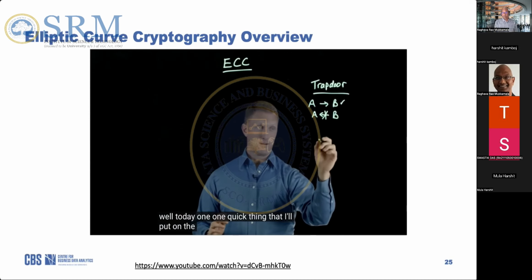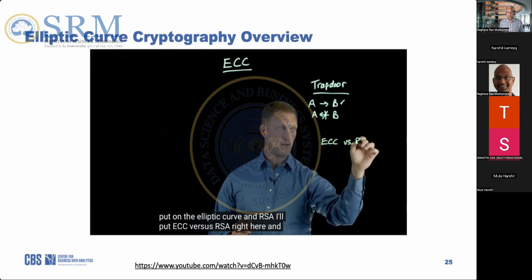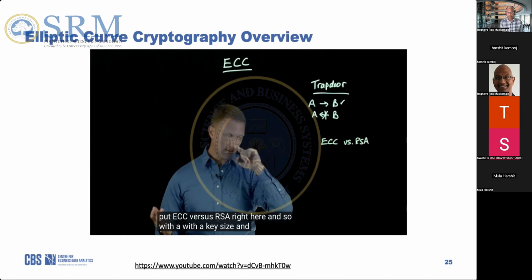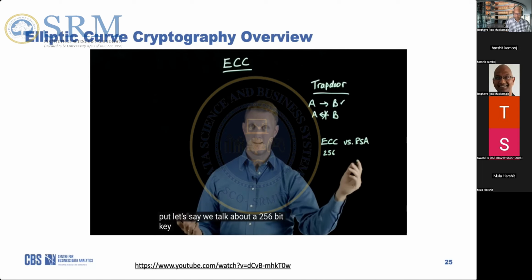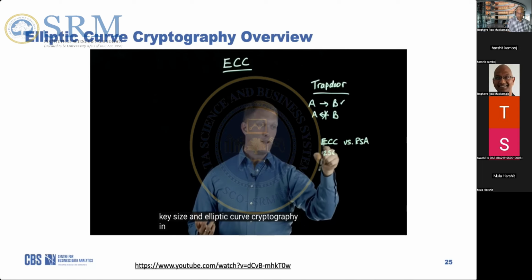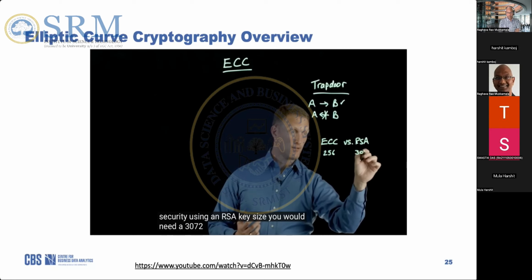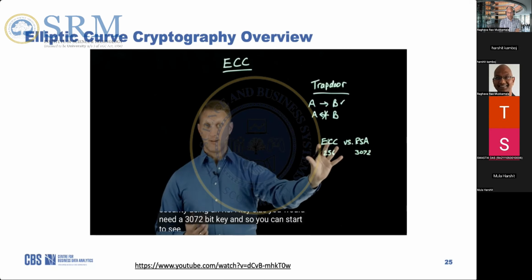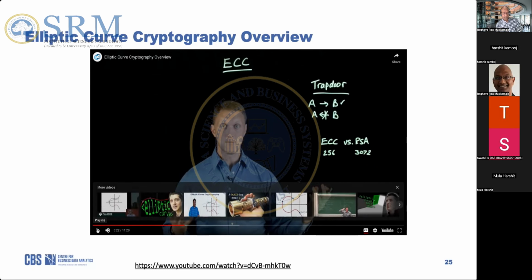One quick thing I'll put here is ECC versus RSA. Take a 256-bit key size in elliptic curve cryptography. To achieve the same level of security with RSA, you would need a 3072-bit key. You can start to see that this is one of the reasons elliptic curve is so popular in cryptography: key size plays an important role. The larger the key, the more security the function can offer, right?